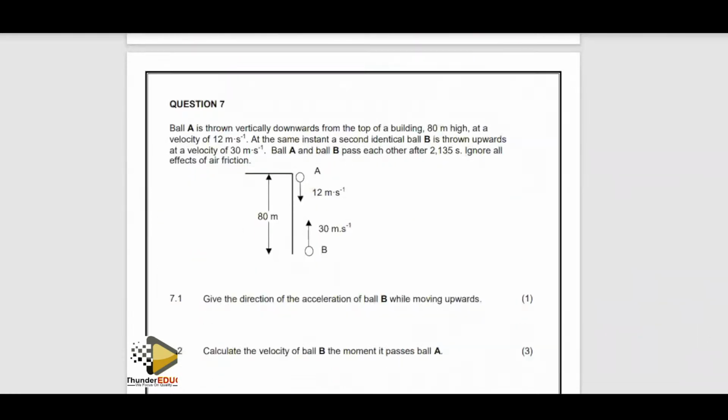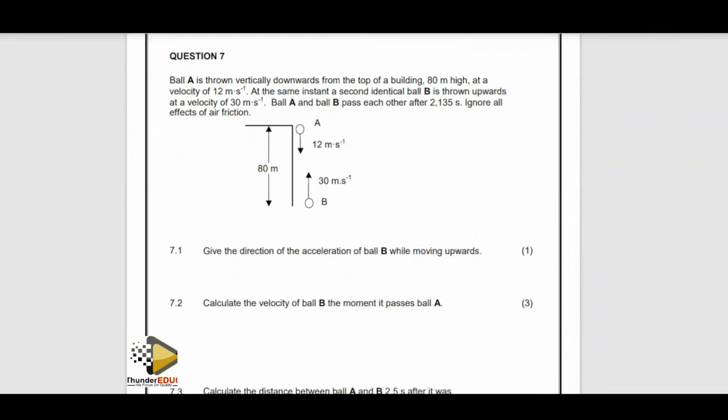Question 7. Okay, this is interesting. Telling us that ball A is thrown vertically upwards from the top of a building that is 80 meters high, at the velocity of this. At the same instant, there is another identical ball that is thrown upwards. So this goes down, and then this one goes up. It's thrown at the same kind of thing. So I'm gonna just summarize this and say ball A and then ball B.